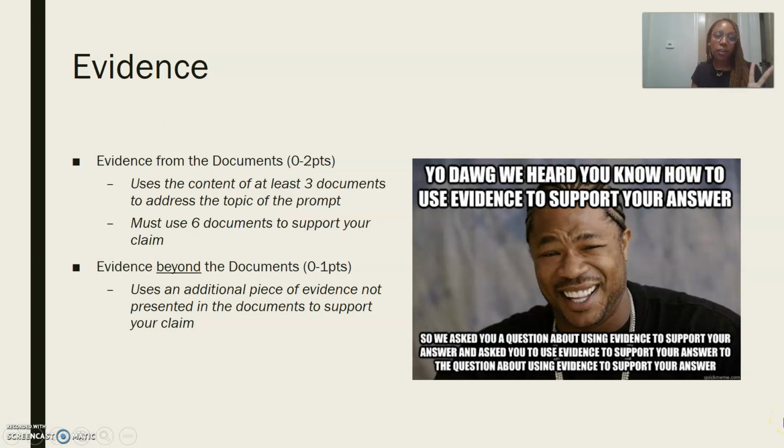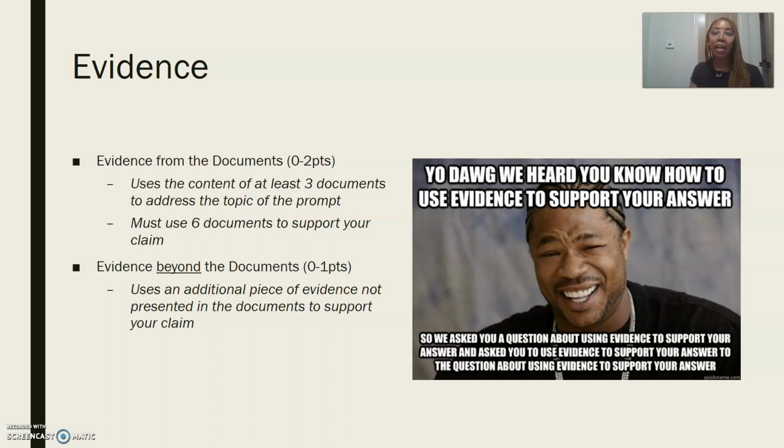Evidence. So again, there's two categories for evidence. There's evidence from the documents and evidence beyond the documents. To earn up to 2 points for evidence from the documents, because that's the goal, we don't want to just earn 1 point, we want to earn 2 for that specific category. You need to use all 6 documents to support your claim and use 3 documents to address the topic of your prompt, so to connect back to your thesis. So you've got to talk about 6 documents and connect 3 of those back to your prompt, or I'm sorry, your claim, if you want to earn up to those 2 points.